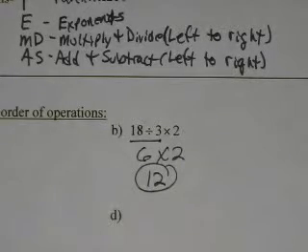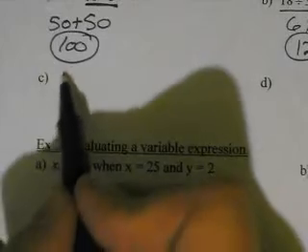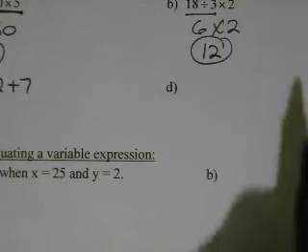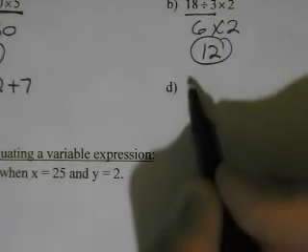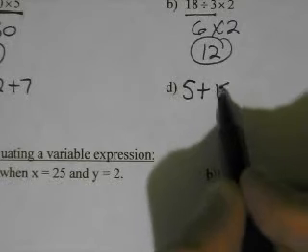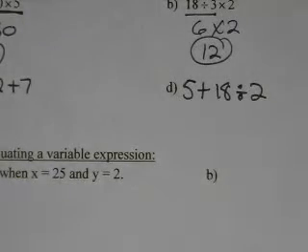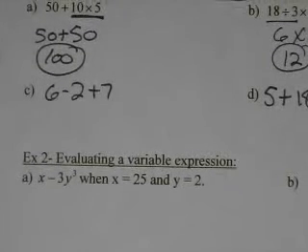Okay. Now, I want you to try two problems. Letters C and D. Letter C is 6 minus 2 plus 7. Letter D is 5 plus 18 divided by 2. When you're ready to give them a shot, hit play again. Till then, hit pause and try these two problems.